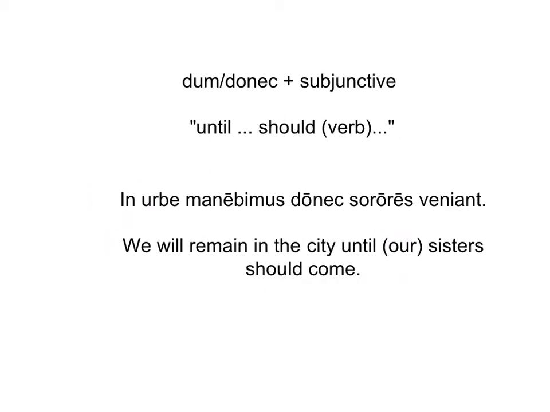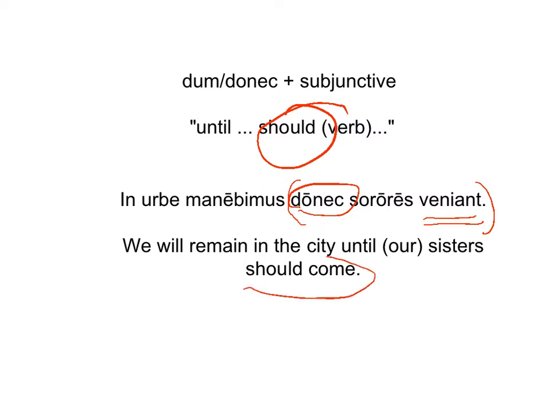Dum or donec followed by the subjunctive, however, changes its translation to until should. For example, here in the sentence, in urbe manebimus, donec sorores veniant. Again, here you've got the subordinate clause. You see the donec, you see veniant in the present subjunctive. We will remain in the city until our sisters should come. And so that's essentially the only difference between dum and donec followed by the indicative and the subjunctive.